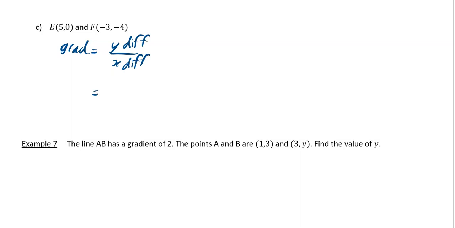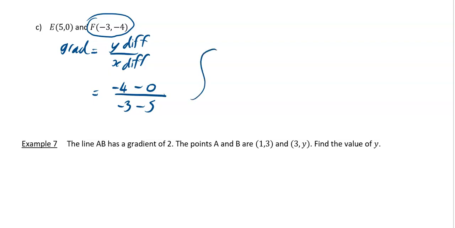Now in this one, I'm going to start with this one here. So my y value of F is minus 4. My y value of E is 0. My x value of F is minus 3. My x value of E is 5. So what you've got is minus 4 minus 0 over minus 3 minus 5.